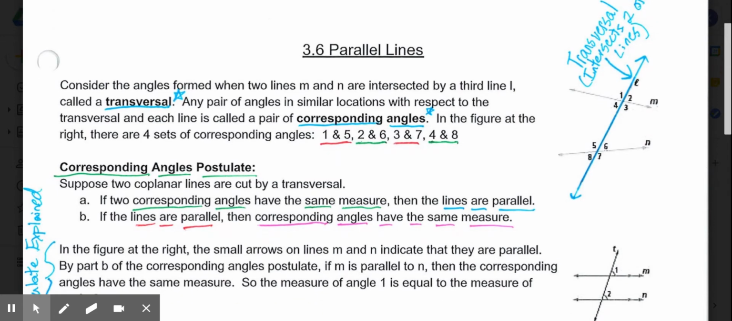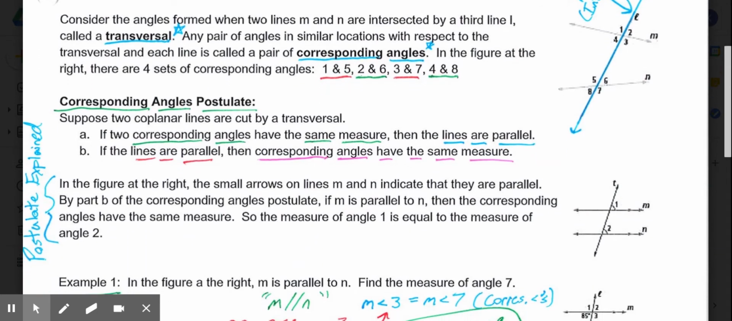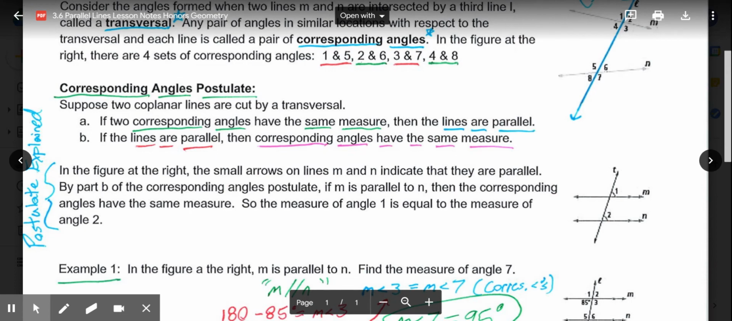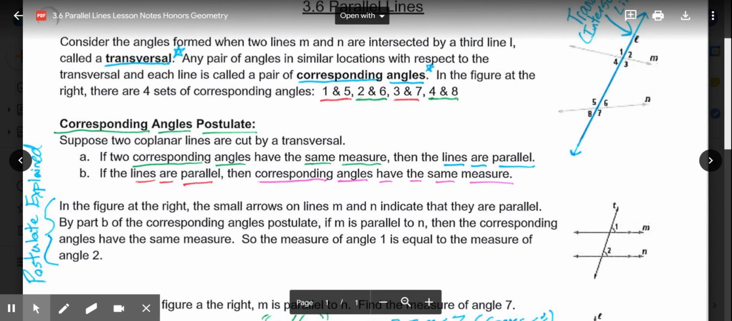So the corresponding angles matter because we have a postulate based on them that states two different parts. If we have lines cut by a transversal, and the corresponding angles have the same measure, meaning they're congruent, then the lines are parallel. So if we had angle 6 up here congruent to angle 2, then we would know lines M and N are parallel. Obviously, in this drawing, they are not.